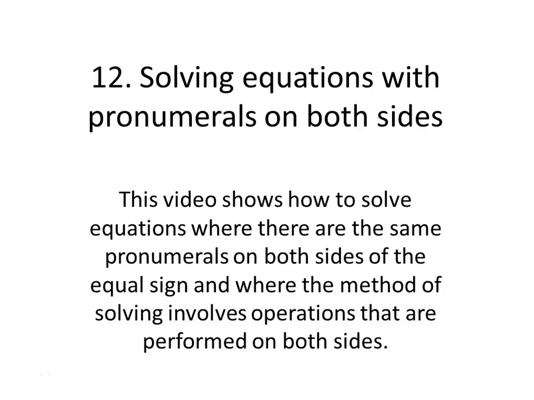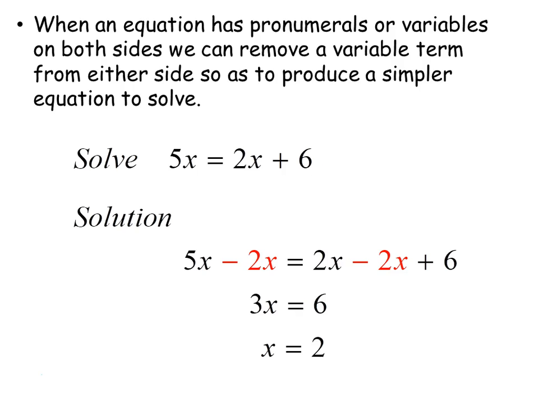This video shows how to solve equations where there are the same pronumerals on both sides of the equal sign, and where the method of solving involves operations that are performed on both sides. When an equation has pronumerals or variables on both sides, we can remove a variable term from either side so as to produce a simpler equation to solve.